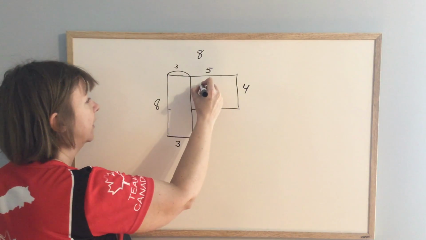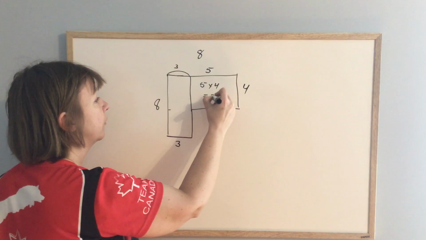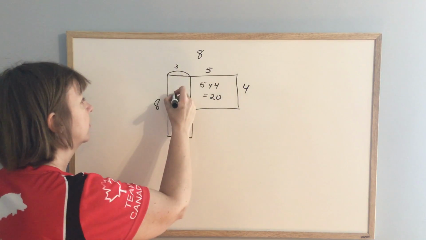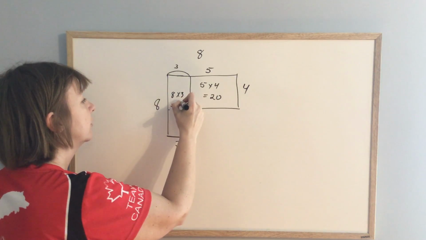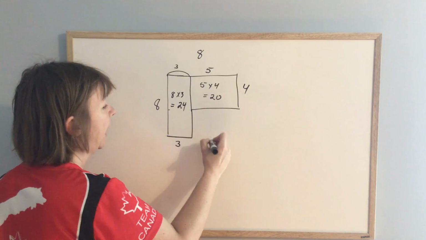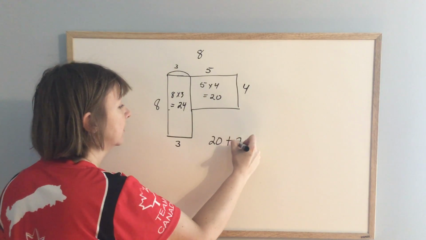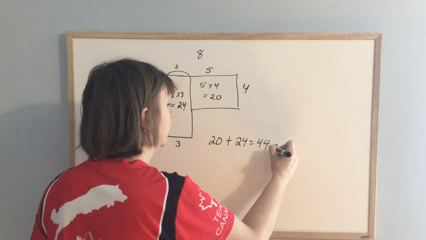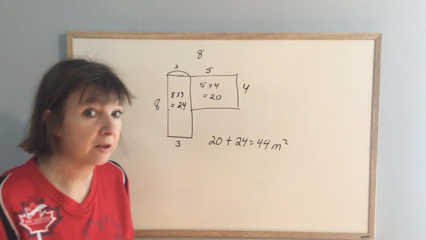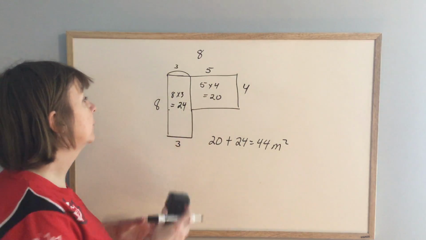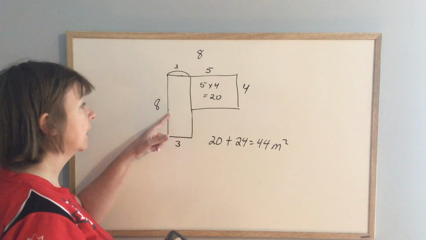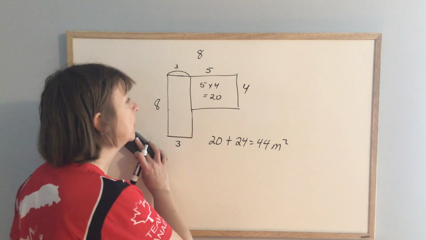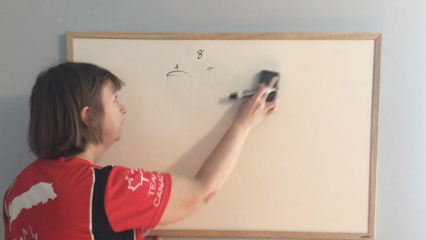So this rectangle is 5 times 4, which is 20. And this rectangle is 8 by 3, which is 24. So we add the 20 rectangle to the 24 rectangle, and we get 44 square meters. So that's number 5. Now again, I could have chosen to make my line go across here, and I would just have to calculate what each side would be. But that works just fine.